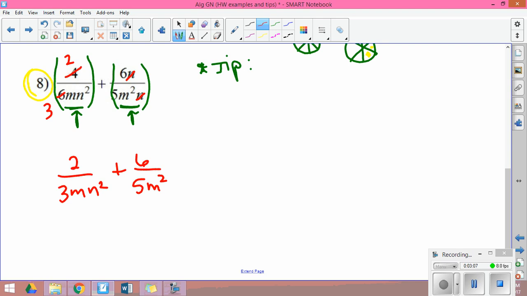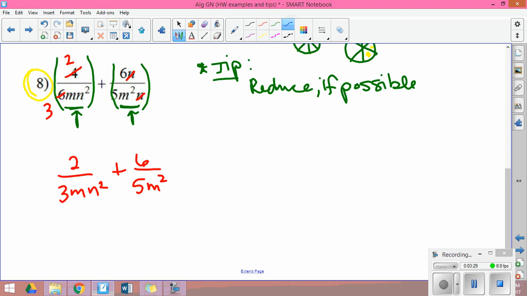That just may help my numbers stay smaller so I don't have to work on such big numbers. So my tip is to reduce if possible. Now, be careful. You have to be sure that there is not a plus or minus in either the numerator or the denominator, because we can't cancel then.